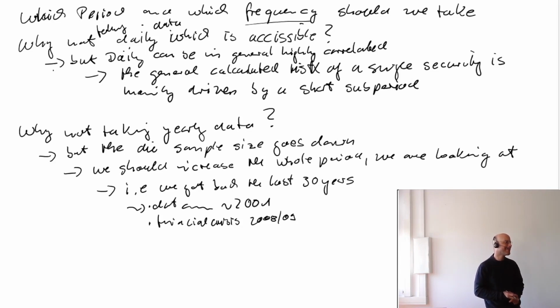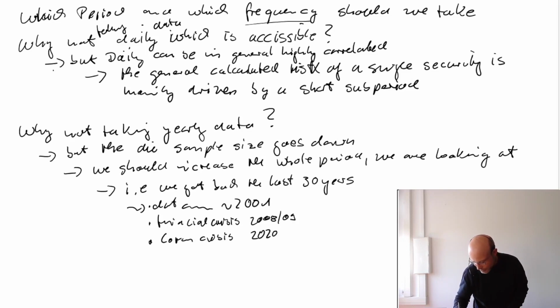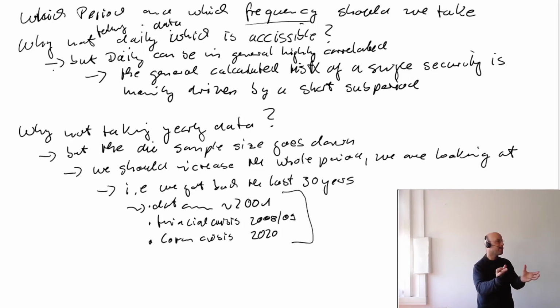And where did we have the last crash? At the Corona, of course. And we have the Corona crisis 2020. So, and these historical events, what does these historical events mean to your data? This means that the framework you are looking at has highly changed due to these crises, due to these events.